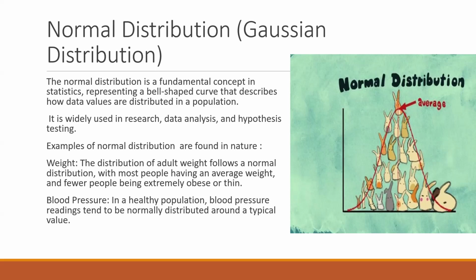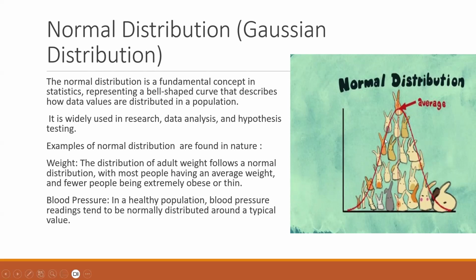So examples of normal distribution are found in nature. For example, the distribution of adult weight follows a normal distribution, with most people having an average weight and few people being extremely obese or thin. Similar is the case with blood pressure. In a healthy population, blood pressure readings tend to be normally distributed around a typical value.